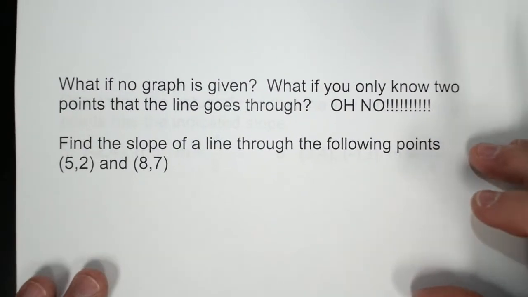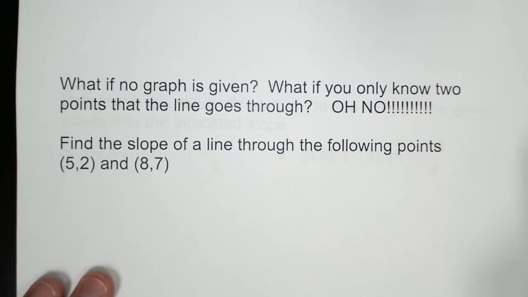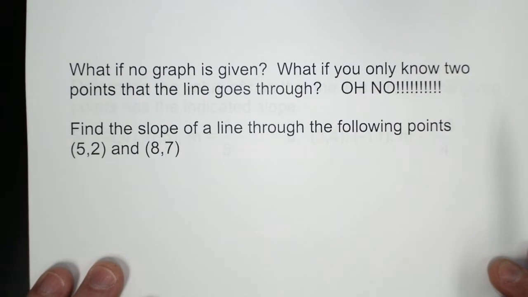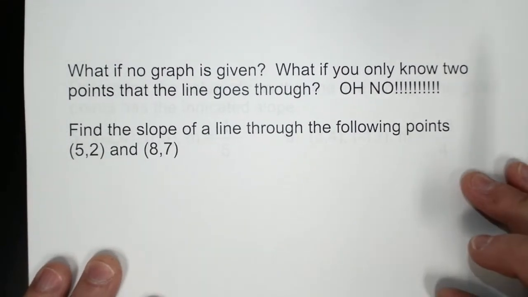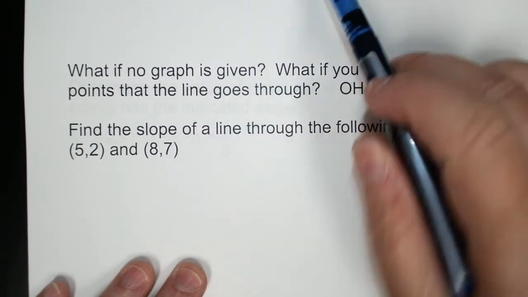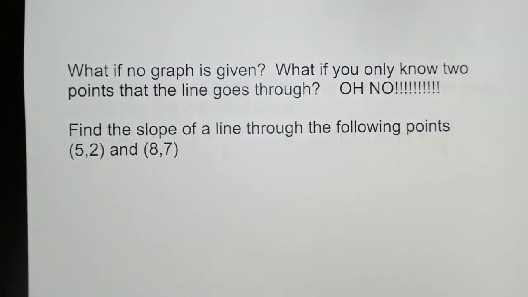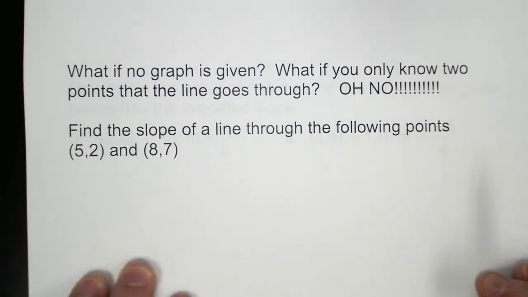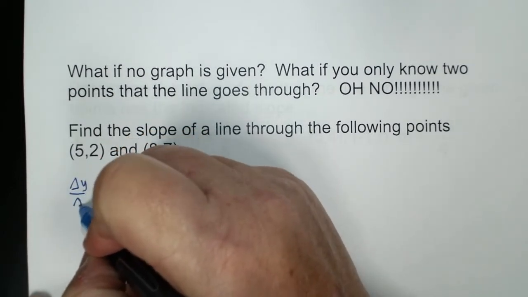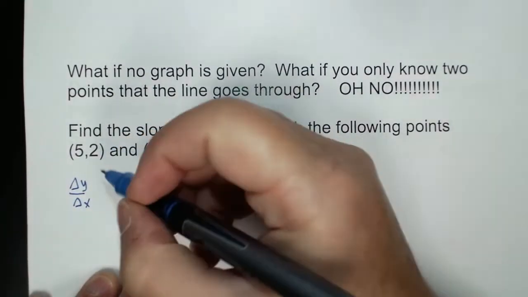Okay, what if no graph is given? What if you only know 2 points that the line goes through? Oh no! There is a formula, and what you can do is you can make a graph and replot it, or you can use the points. I am going to show you 2 different ways to do it. So change of y over change of x. I'll do one in blue and then one in red.